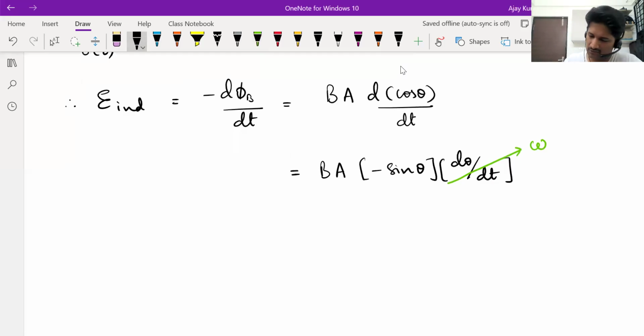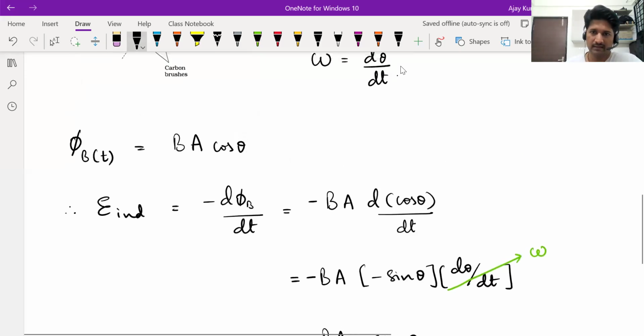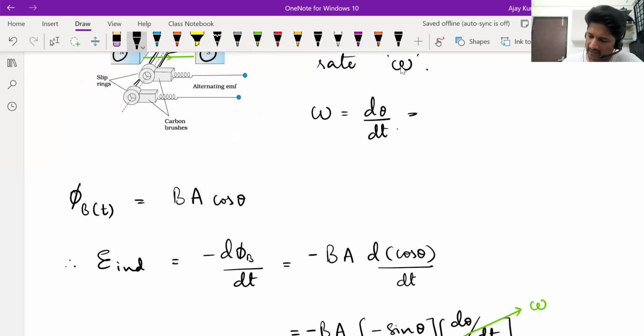And there was a minus sign outside also, no? Minus minus cancel. But anyway, as I said, finally you'll have to get a, like you won't be writing that minus sign. So this effectively becomes BA omega sine theta, where theta is the angle at that instant. Now, by definition, omega is d theta by dt. That means d theta is equal to omega dt.